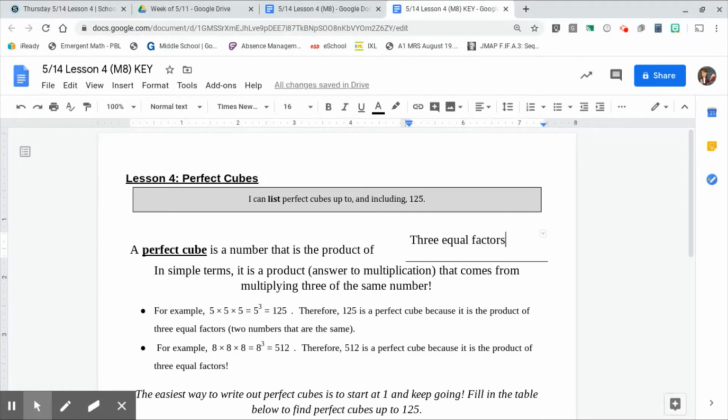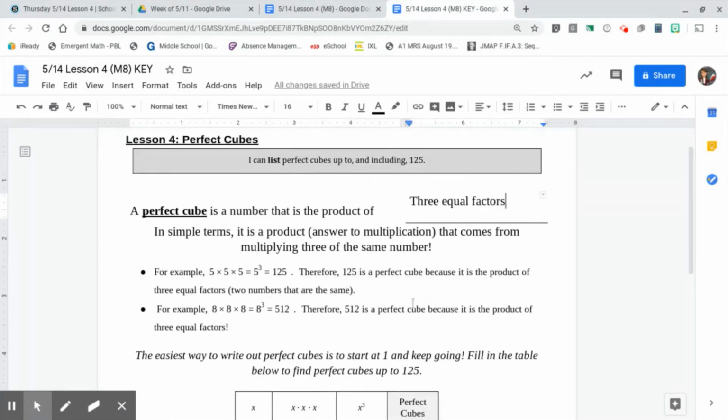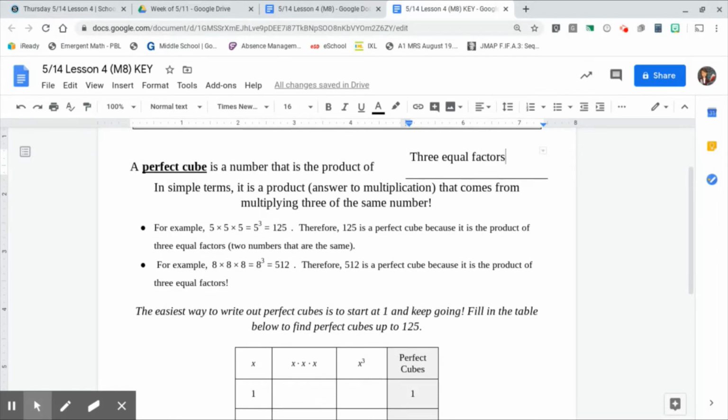In simple terms, it is the product, which is the answer to a multiplication problem, that comes from multiplying three of the same number. So for example, 5 times 5 times 5. That's the same thing as 5 to the third power. It is not the same thing as 5 times 3, by the way. Okay, so 5 to the third power gives us 125. Therefore, 125 is a perfect cube because it is the product of three equal factors, three numbers that are the same. So if you take the cube root of 125 in your calculator, it will come out nice and pretty.